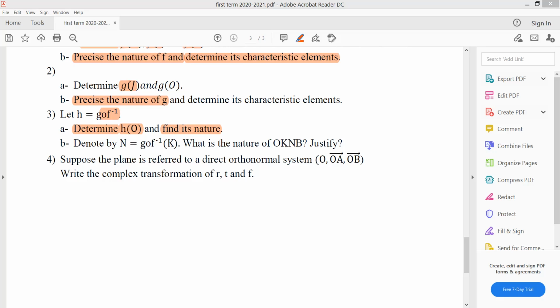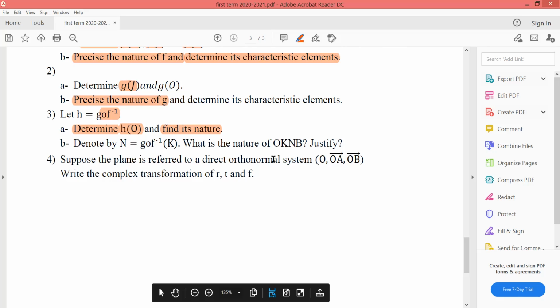KN vector, N will be here. This is KN here, N here. KN vector equals OB vector. So then OKNB is a parallelogram since KN vector equals OB vector. But angle O equals 90, so OKNB will be a rectangle. So KN equals OB, so OKNB is a parallelogram with angle KOB equal 90, then OKNB is a rectangle.